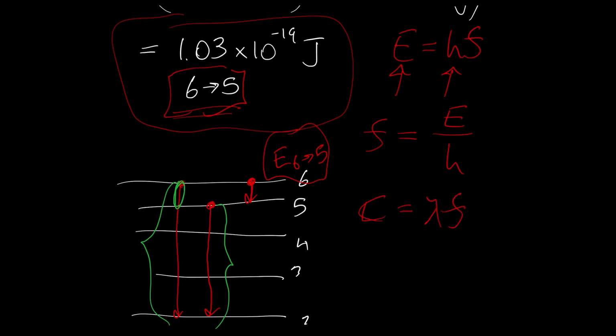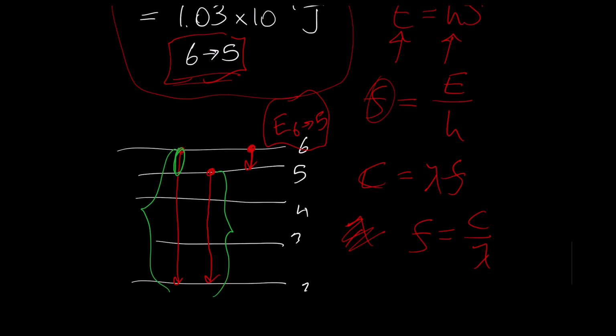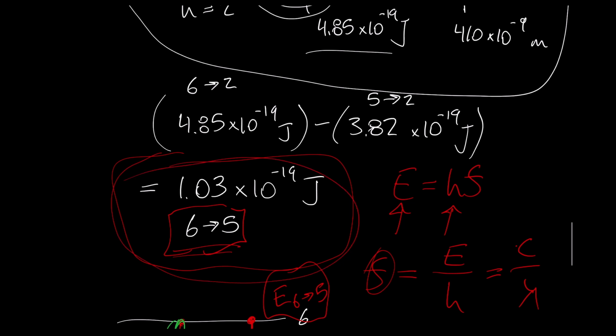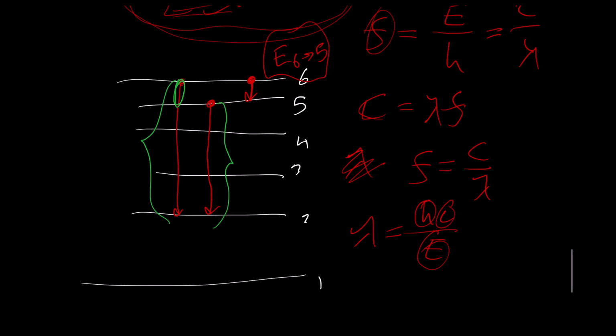We can isolate for lambda, or let's isolate for f. f is equal to c over lambda. And we can replace this f over here with c over lambda. Now we can just flip some stuff and we get an equation for lambda, which is hc over E. Now you have E. What is the E? It is this E that we found in an interesting way of subtracting stuff. And then we have h and we have c.